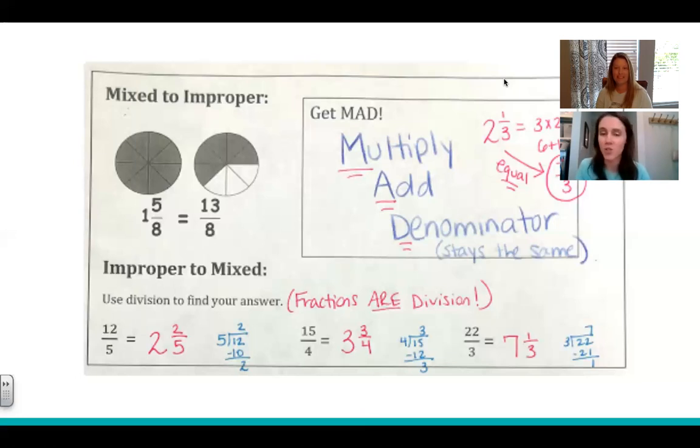So you always want to check your work. 7 times 3 is 21. Add that 1 and it's 22/3, which is equivalent.